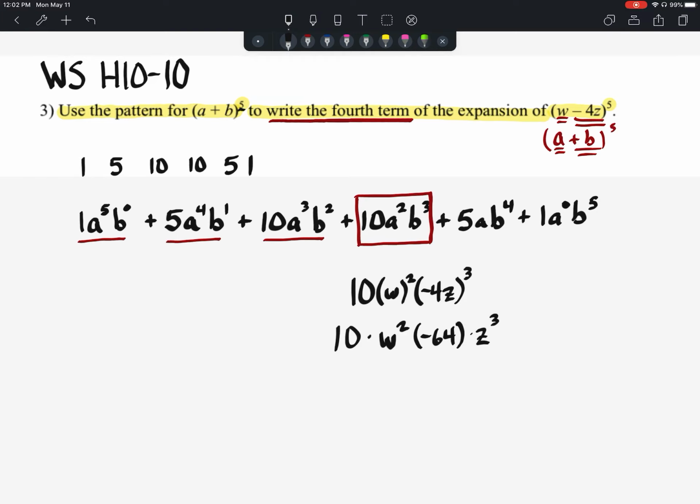Since it's all multiplication, let's multiply our 10 and our negative 64 to get negative 640 w to the 2nd power z to the 3rd power. This will be the 4th term in that binomial expansion. You do not need to plug in the w and the minus 4z into all of the other terms. We just wanted to identify what this term was first so that we could substitute and come up with that answer. If you have questions, please make sure you reach out to your teacher.